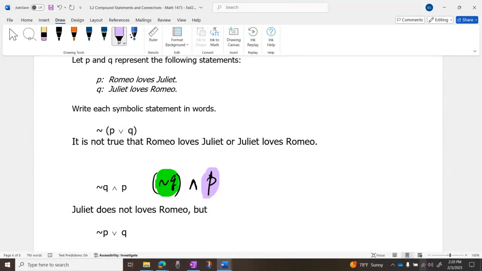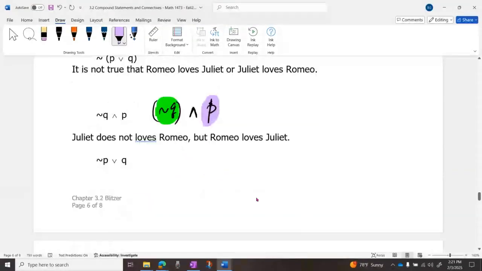I could say "and." The purple one, P, says Romeo loves Juliet. "And" is supposedly the translation of the conjunction, but sometimes "but" is more natural. Juliet does not love Romeo, however, or but, Romeo loves Juliet. It still means conjunction. Instead of "and," using "but" is better.